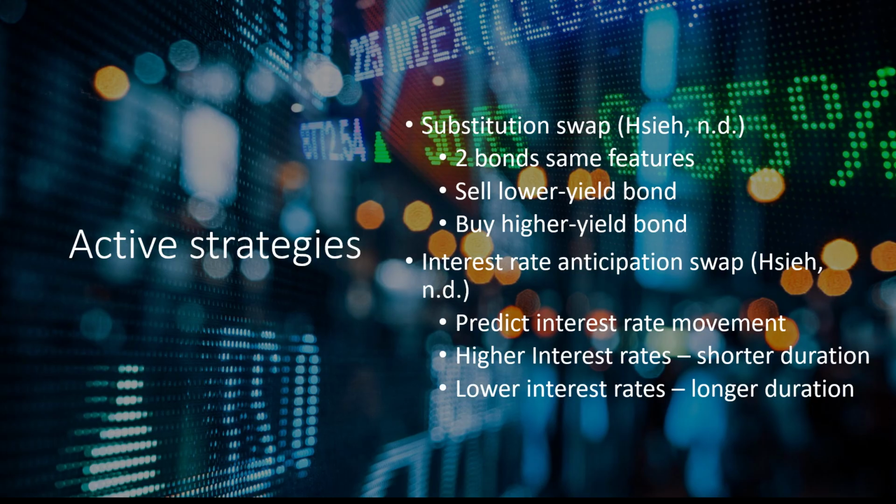For a substitution swap strategy, if two bonds have virtually the same coupon, credit quality, maturity, etc., but one bond has a higher yield than the other, investors will buy the bond with the higher yield to substitute for the one with the lower yield in their portfolio. The spread in yield is viewed as a profit-taking opportunity since there appears to be an error in pricing.